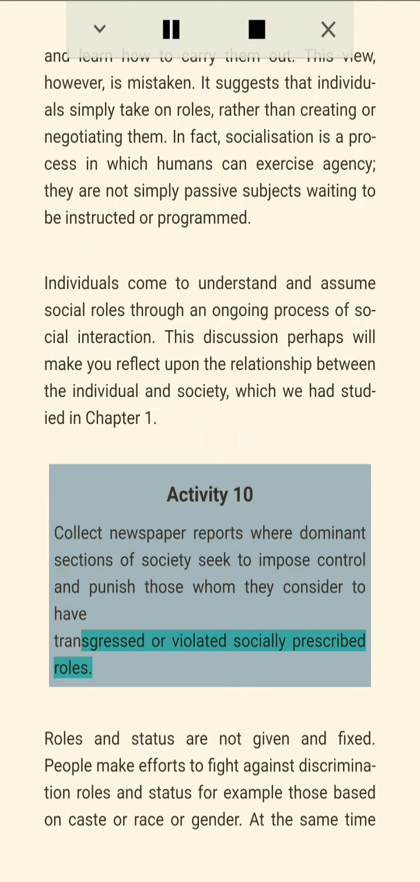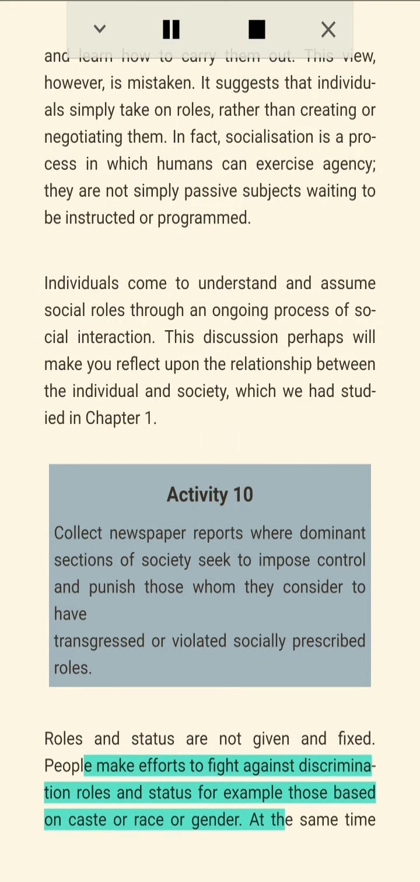Collect newspaper reports where dominant sections of society seek to impose control and punish those whom they consider to have transgressed or violated socially prescribed roles. Roles and status are not given and fixed. People make efforts to fight against discrimination roles and status, for example those based on caste or race or gender.